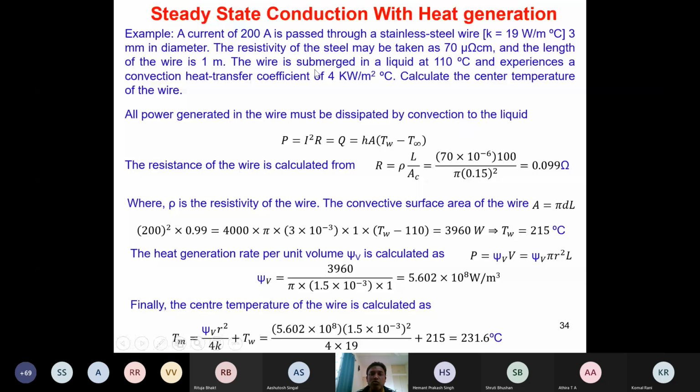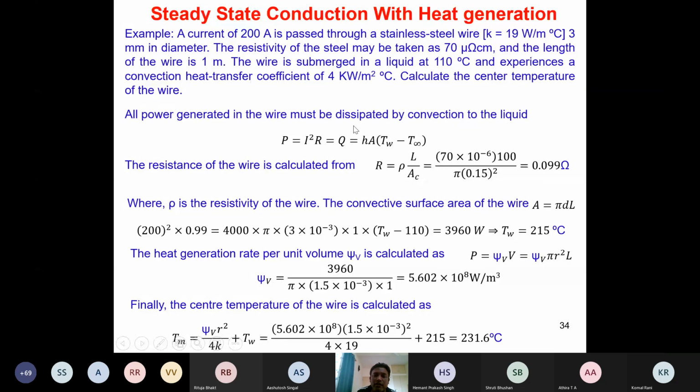3 mm is given. So the cross-sectional area of the wire is pi r square, where r in this case is going to be 1.5 mm, so pi into 0.15 square. Into rho, the resistivity already given, which is 70 micro-ohm, so we multiply by 10 raised to the power minus 6. Again it is multiplied by centimeter, so L has to be in centimeters. 1 meter is 100 centimeters. Just wait, I think some confusion is there. Correct. By putting all the values, the resistance obtained is 0.099 ohm.